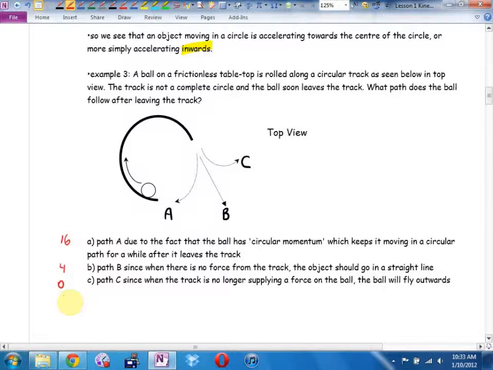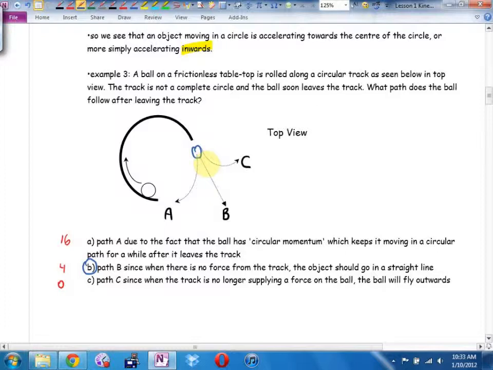And those of you that voted A, that is a very common misconception. First of all, here's the ball right here. Top view, what are the forces on it? Get the obvious ones. Gravity would be going into the page. There would be a normal force out of the page. Those would cancel each other out.